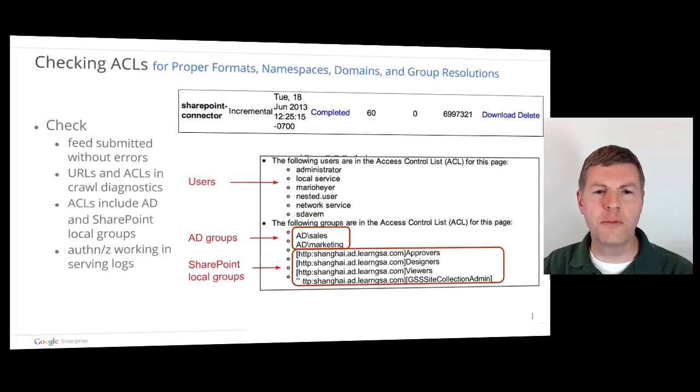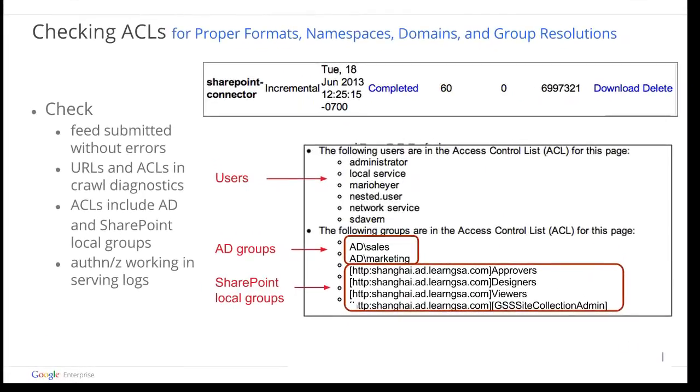When using multiple domains, you may need to check ACLs to ensure that all groups are properly represented. If you're indexing SharePoint content, you may have groups from Active Directory and from SharePoint itself. You will also want to use all the other troubleshooting techniques discussed earlier, such as checking feed submission, viewing serving logs, and viewing security manager logs.